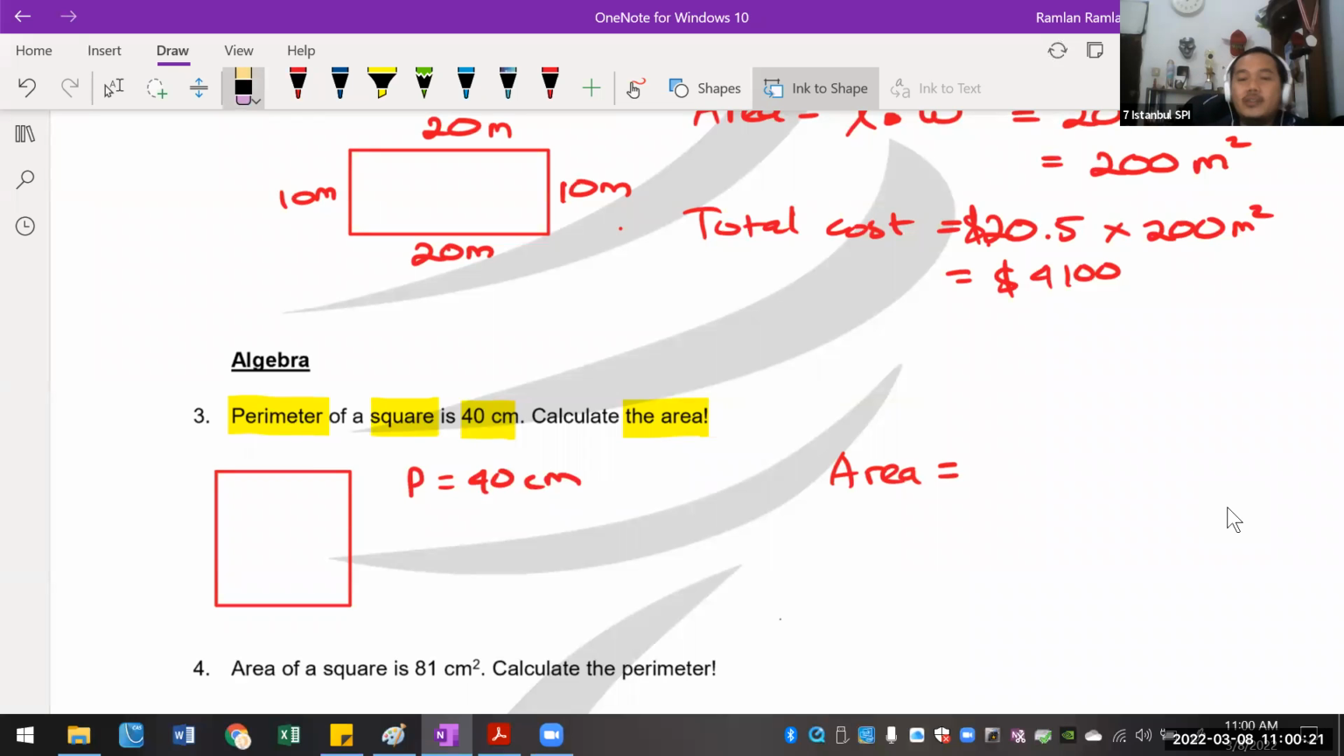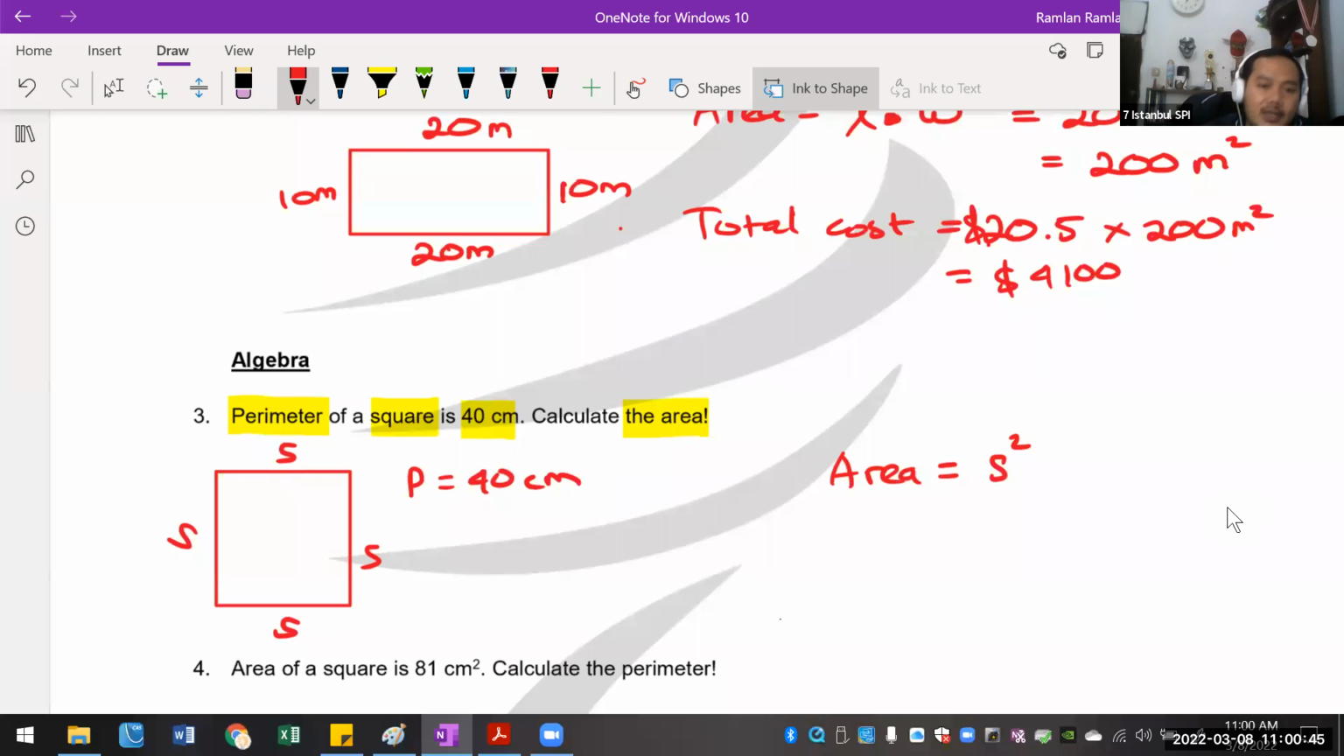Yes, Aira. If you go to your formulas, the area of a square is s squared, where s is the side length. This is s, this is s, this is s, and this is s. So as Aira said before, just divide by 4. Why are we dividing it by 4? Because all of the side lengths are the same.